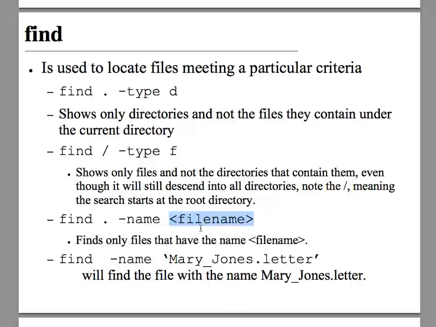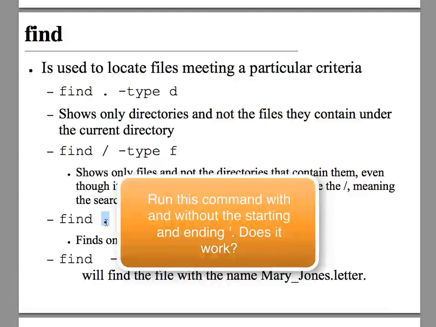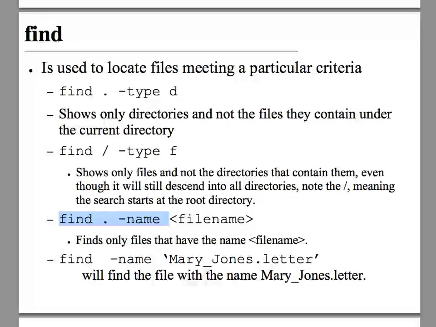So here's an example where we're finding a file by its name, and this in the brackets, the greater than and less than signs, just means a specific file name here. And as you see here, we're searching for maryjones.letter. And so what's the difference between these two commands? Well, actually none, because this says start in the current directory, and this omits that argument, which also means start in the current working directory. And the bottom command is just a little more specific because it's actually indicating the file name.